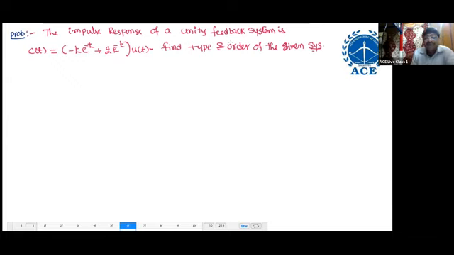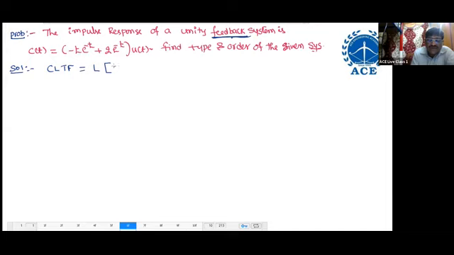Listen here. The given response is a closed loop system response because feedback is very clearly mentioned. That means it is a closed loop system response, not an open loop system response. So first you will get the closed loop transfer function. What is the closed loop transfer function?